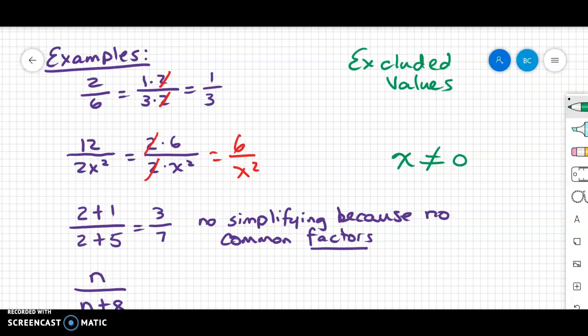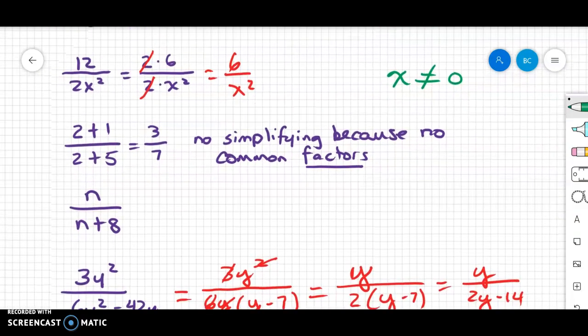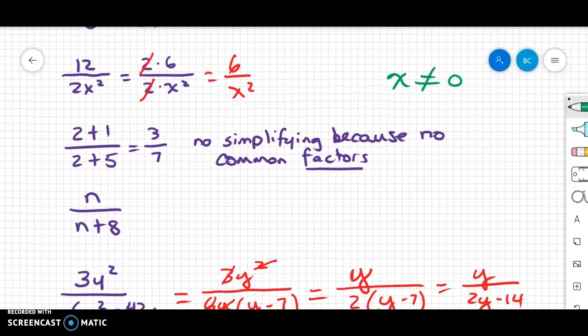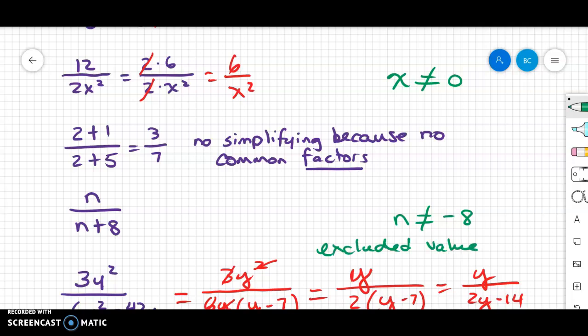So we'll see in a minute where that makes a difference. On this one, I was just giving you examples of numbers, so we don't have an excluded value there. On this one, n can't be negative 8. So we would say that n can't be negative 8, or the excluded value is n equals, excuse me, negative 8. And so it gets said both ways.